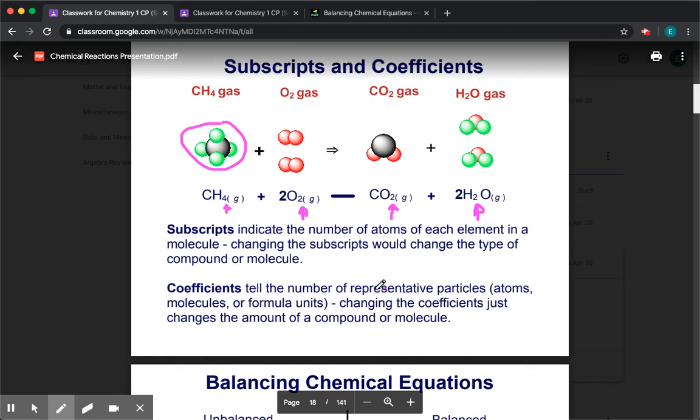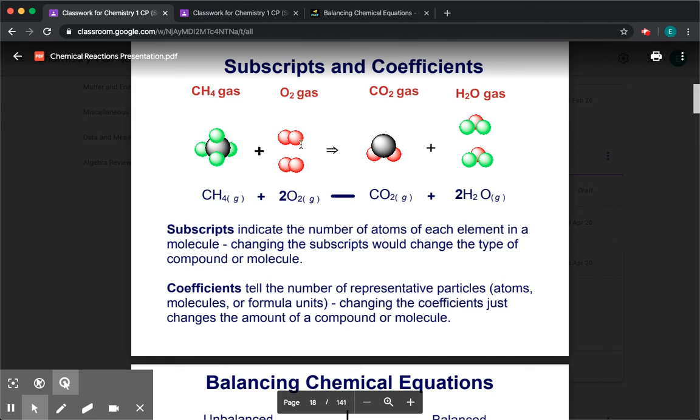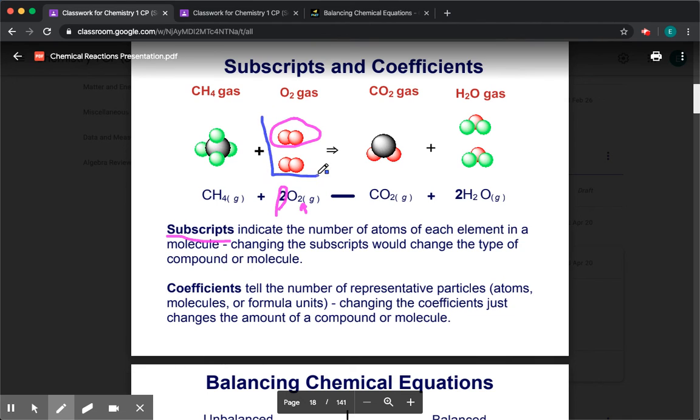The coefficients tell you how many of each of that chemical that you have. Okay, so let's look at oxygen here, for example. The subscript 2 tells us that in 1 oxygen molecule, there's 2 oxygen atoms. And we have 2 of them. And that would be the entire thing. So in one of them, there's 2 oxygens, and we have 2 of them. So we have 4 oxygens total. Okay, so that's the difference between subscript and the coefficient.